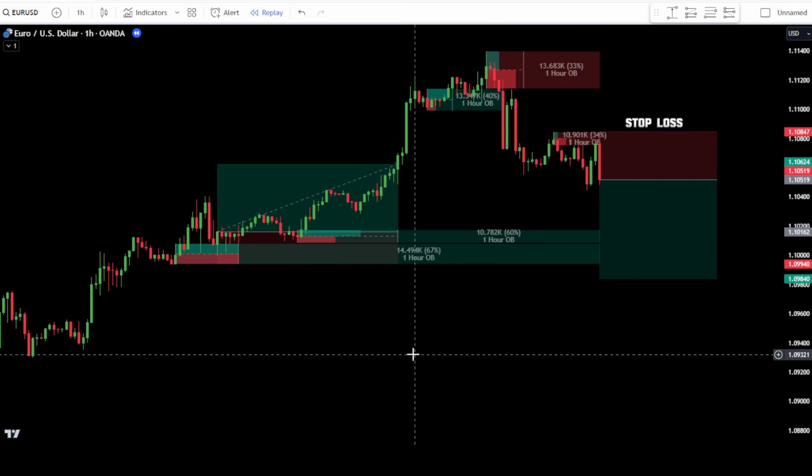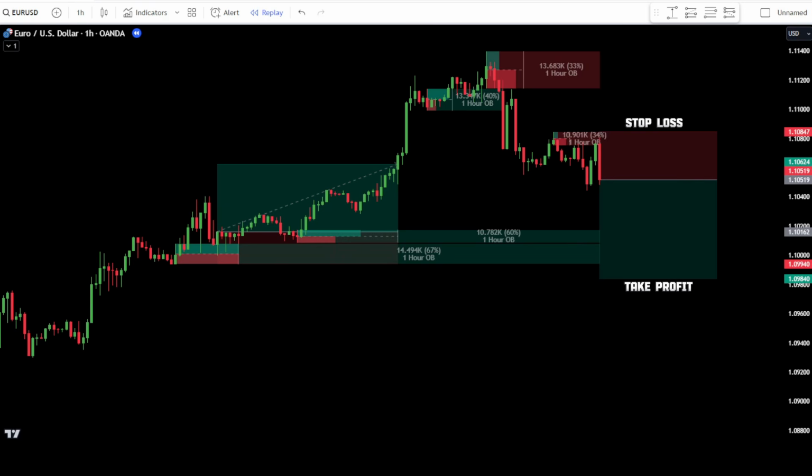5. Set the stop loss at the upper line of the volumetric order block. 6. Use a target take profit based on a risk and reward ratio of 1 to 2.